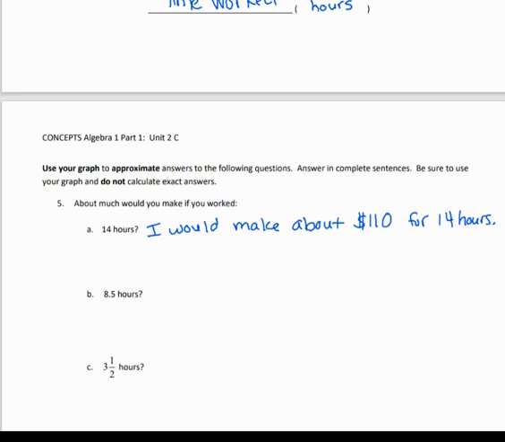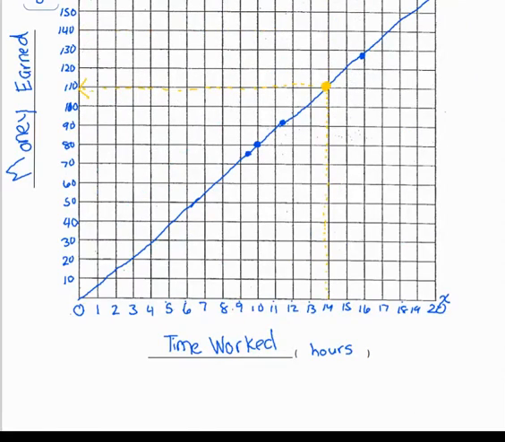What if the question said exactly and not approximate? In that case, we would actually have to do the calculation and take our hours and multiply it by that hourly wage. When I do that, just so you guys know, 14 times 8, that hourly wage, gives me 112. So tell me, was my approximation a good approximation? Yeah, right? 110 is super close to 112. So that's telling me we did a fantastic job with our graph and it's very accurate.